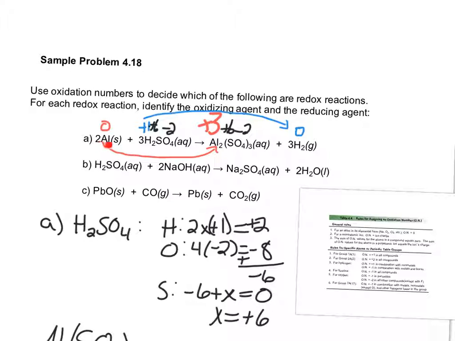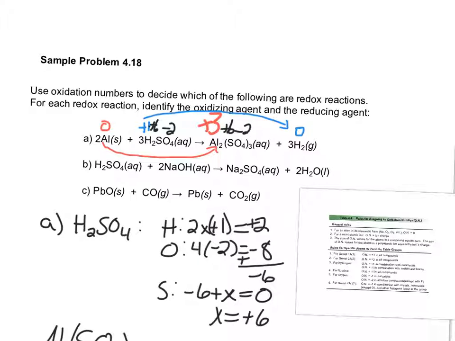Okay. So aluminum went from a 0 to a +3. Its oxidation number increased. Okay? It increased, or it lost electrons. It went from a 0 to a +3. And remember, if something loses electrons, it has a positive thing associated with it. So from 0 to +3, that is a loss of electrons.